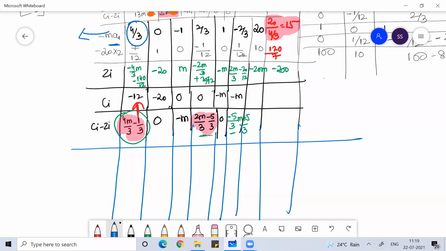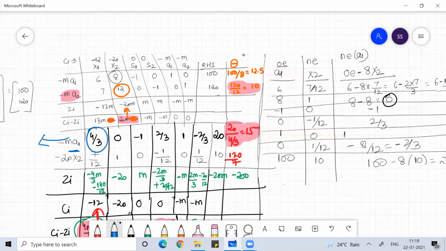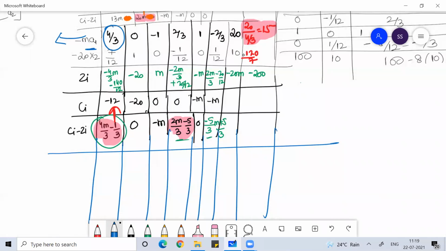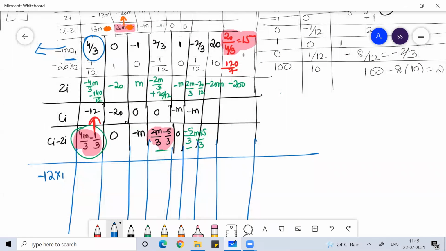So in place of A1, x1 will come with coefficient minus 12. Where the pivot element is 4 by 3, this row becomes 1, 0, minus 3 by 4.